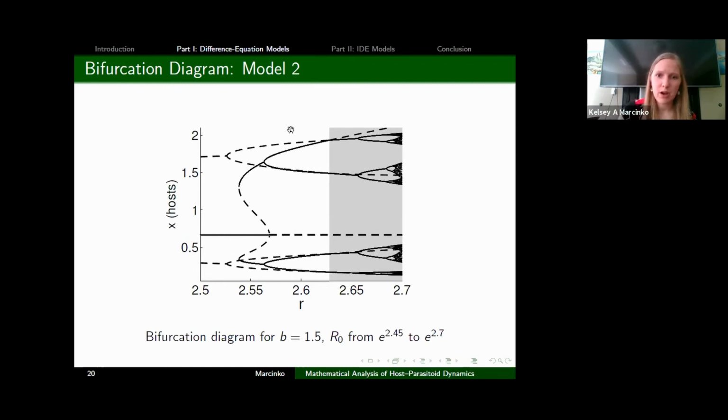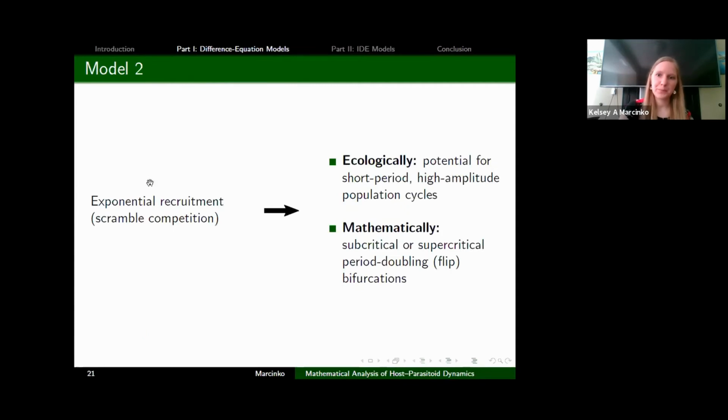And then as you increase R, you can see that there's the case of a 4-cycle that we saw in the previous slide. As R continues to increase, the parasitoid population, not shown here, continues to decrease until, once we cross into this gray region, the parasitoid population has gone extinct, and so we just see the host population: 4 cycles, period doubling into 8 cycles, and ultimately into a chaotic regime. So we're seeing these relatively low period, high amplitude cycles.